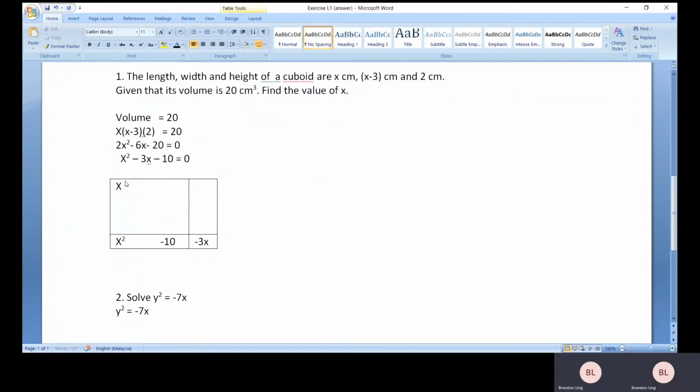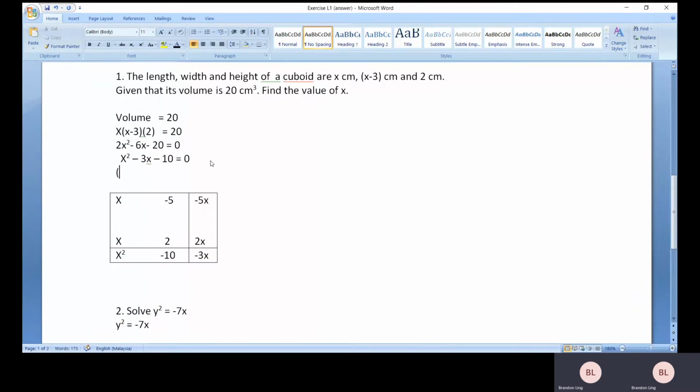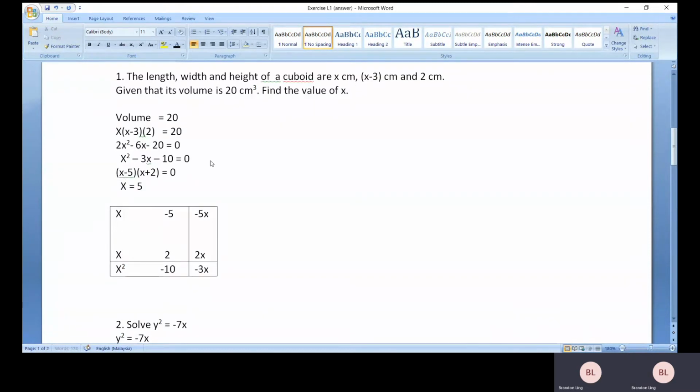Here you have x, x. Here you have minus 5 and 2. 5x. From here, your next step will be x minus 5, x plus 2 equals 0. So your final answer will be x equals 5 or x equals negative 2.